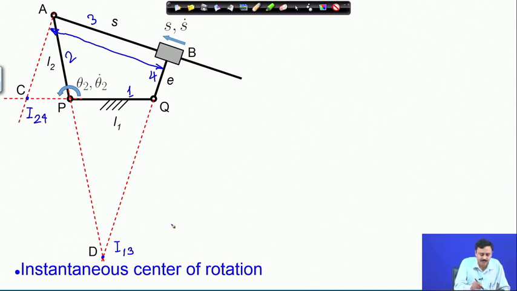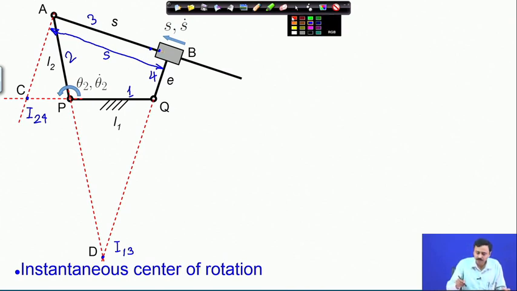So, S is this distance. Now, S dot is the velocity of a point belonging to link 3 with respect to a point belonging to link 4. Since S is this expansion of the prismatic actuator, therefore, S dot is the relative velocity between a point on link 3 and a corresponding point on link 4.